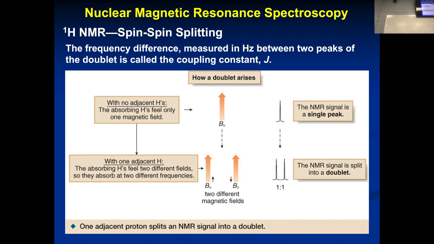But the distance between these two peaks is also important. It's called a coupling constant, J. We're not going to get into coupling constants too much, but it's another piece of information that we chemists use to determine structure.